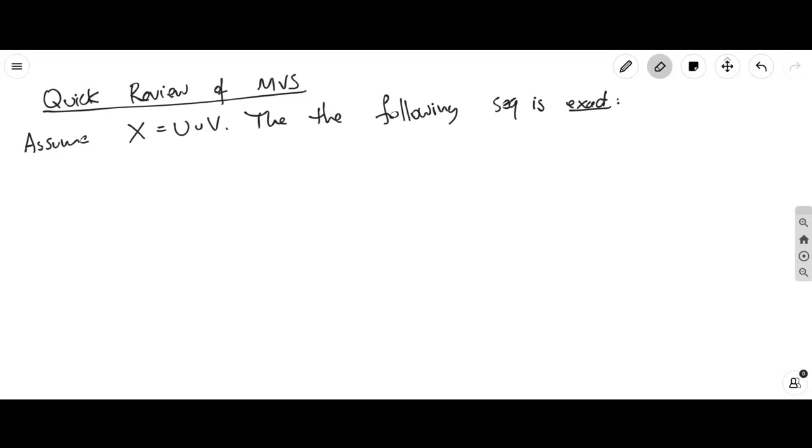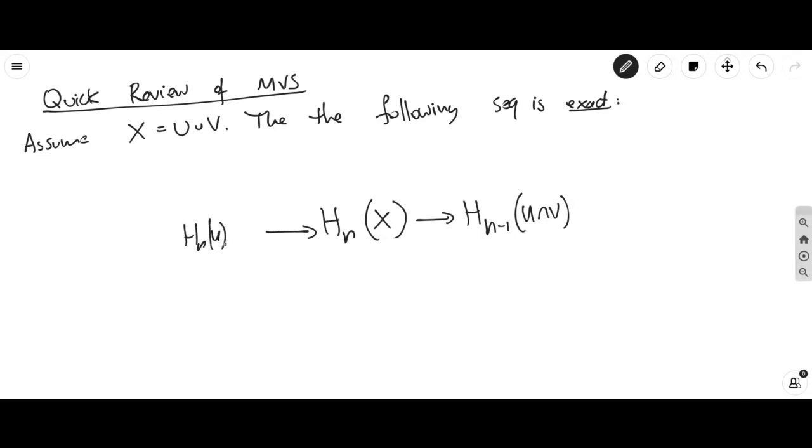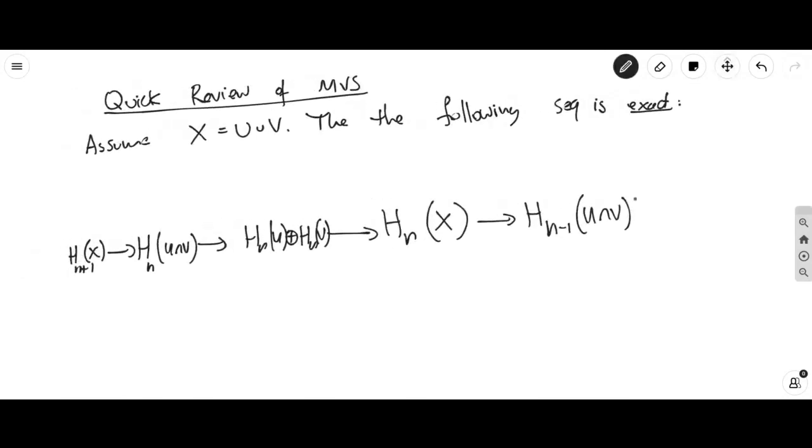So let's start at Hn of X. Then you have the lowering of dimension map, to H n minus 1 of the intersection. And then before that, you have Hn of U plus Hn of V. And then before that, you have Hn of U intersect V. And then before that, you have H n plus 1 of X, and so on.